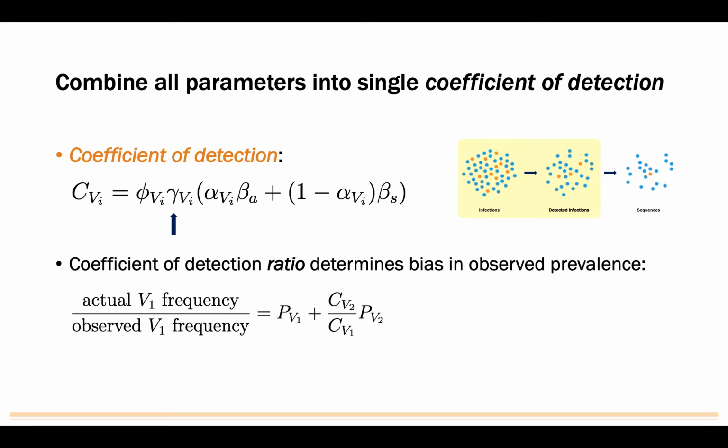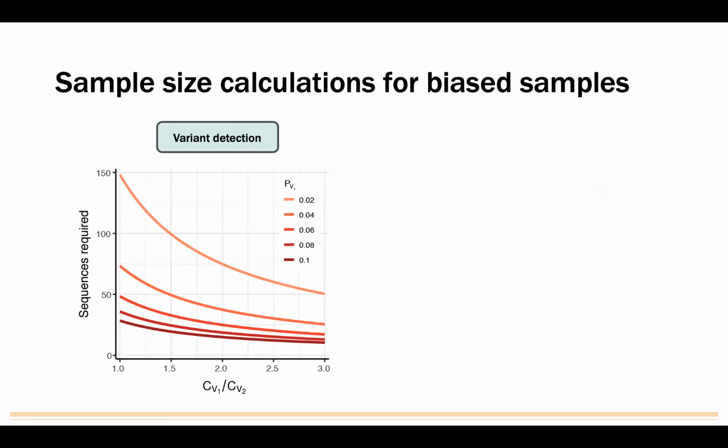So just moving on to what this looks like, if you're somebody who likes reading plots, if you're able to estimate this coefficient of detection ratio, and you have some desired threshold where, for example, you want to detect a variant, you can basically calculate the number of sequences that might be required to say this with some degree of confidence. So I'm plotting here, I think, 95% confidence.